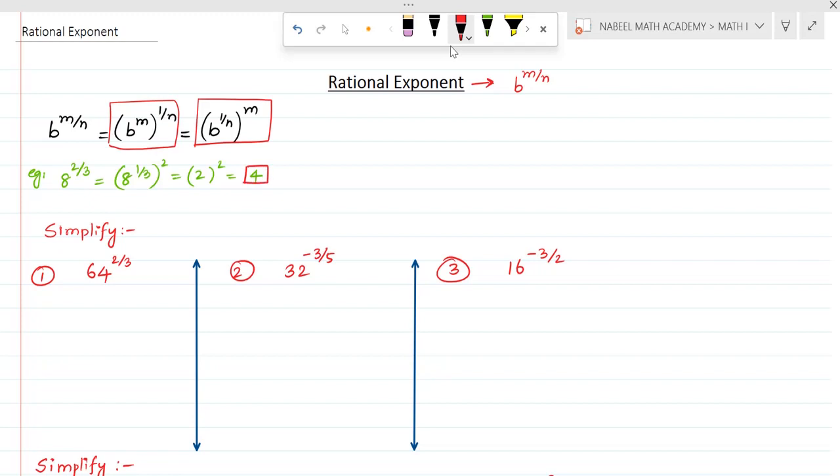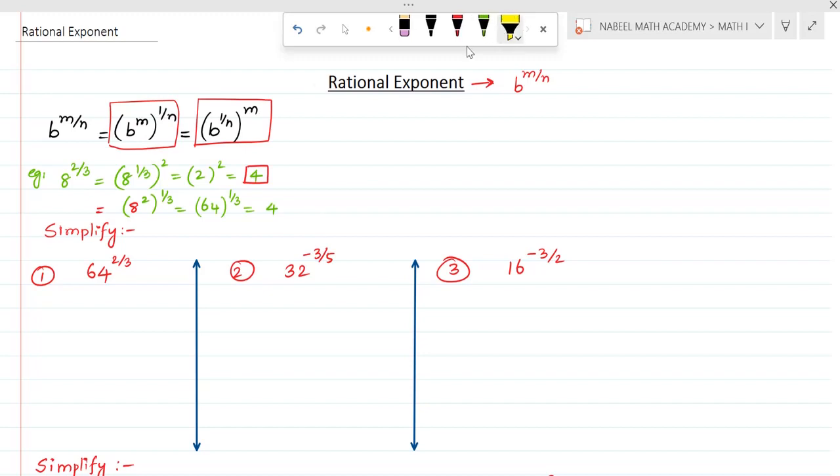Now I will go with the other way. First you have to apply the power. So 8 to the power 2, whole to the power 1 over 3. When you take 8 squared, it is 64. It's a big, huge number. Then when you take the cube root, it becomes 4.